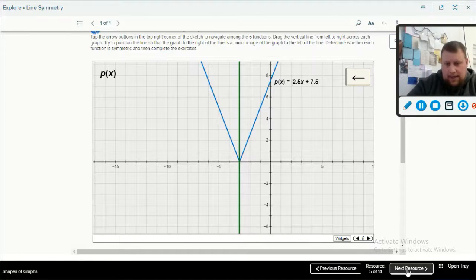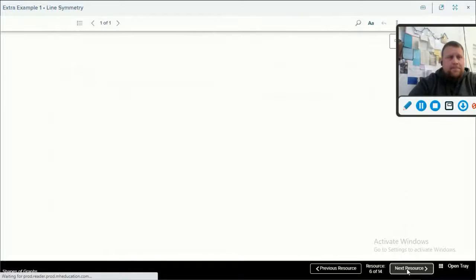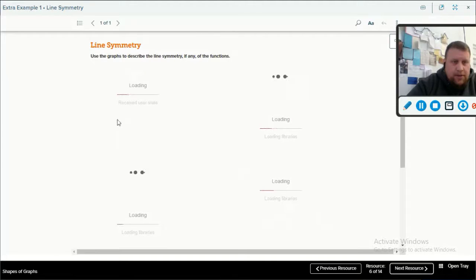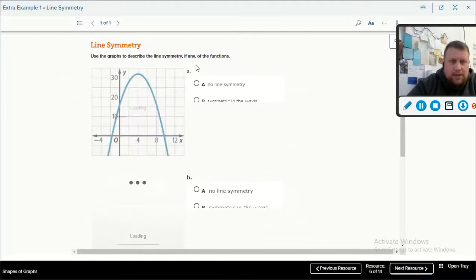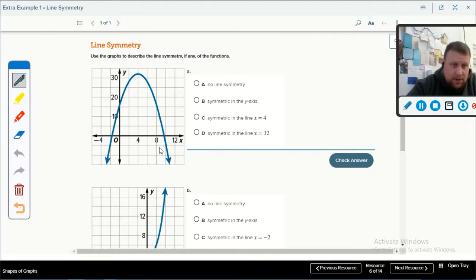All right, now we go to the next resource. We're going to talk about symmetry still, line symmetry. Use the graphs to describe the line symmetry, if any, of the functions. Let me look at this one right here. I can see clearly there's a line of symmetry that goes down right here. That's at x equals 4, so that is the line x equals 4. And that is line symmetry.